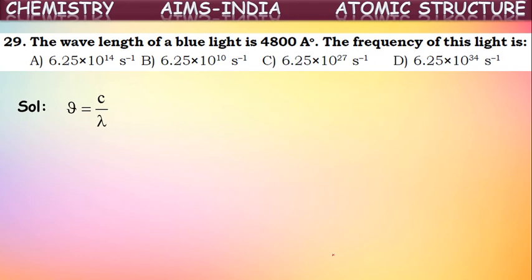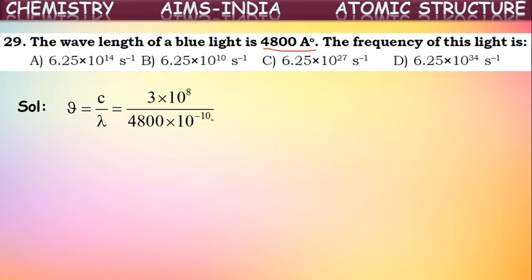To remove the proportionality, we have taken a constant here, c. So the equation becomes now nu is equal to c by lambda, where lambda is the wavelength which they have given already, and c represents velocity of light, that is 3 into 10 to the power of 8 meters per second. So if we substitute these two values, we get the frequency. See, the wavelength they have given in terms of angstroms. So if we convert these angstroms into meters, we get this extra, because 1 angstrom is equal to 10 to the power of minus 10 meters.